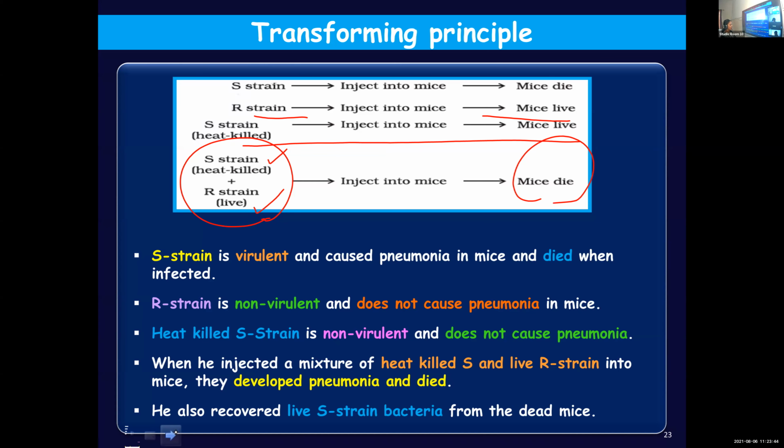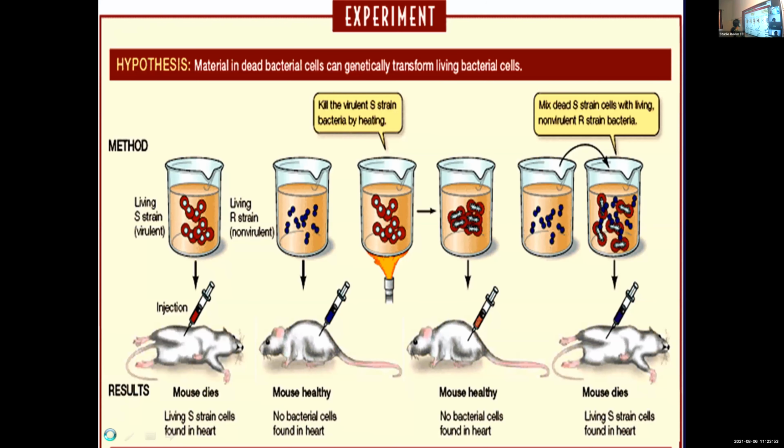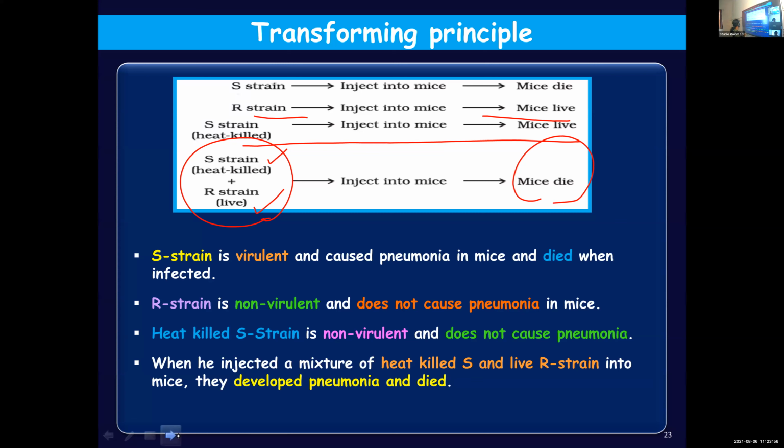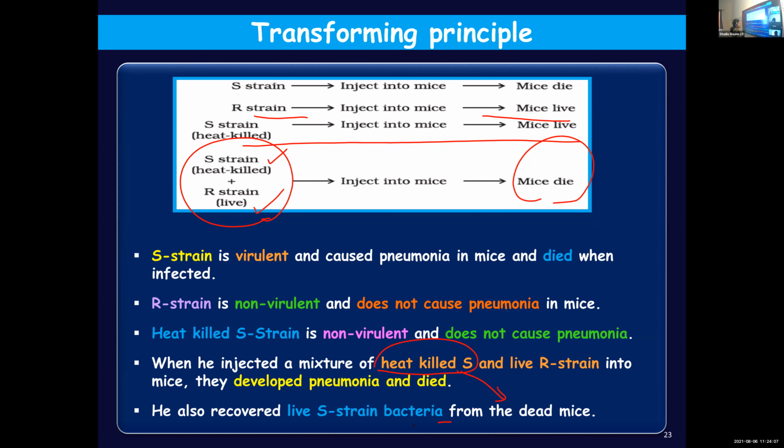He also recovered live S strain bacteria from the dead mice. Actually, the scientist had injected heat killed S, but from the dead mice, he could get living S strain bacteria. But he injected only heat killed S and live R strain. And from where did this living S strain bacteria come? So that they found out, and we will see the results of the experiment and the conclusion of the experiment.